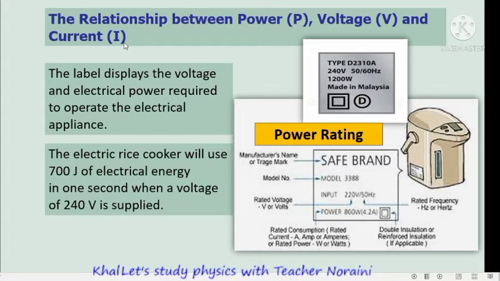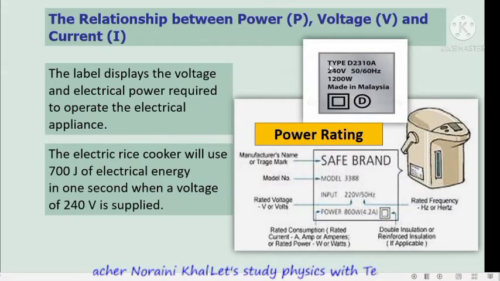Okay, the second part we want to discuss is power: the relationship between power P, voltage V, and current I. Normally, when you buy an electrical appliance, we always check the label. You can see there is a voltage stated there. For example, here 220 volt, and the power of the electrical appliance 800 watt for this example. So the value of voltage and the power stated at the label here is known as power rating.